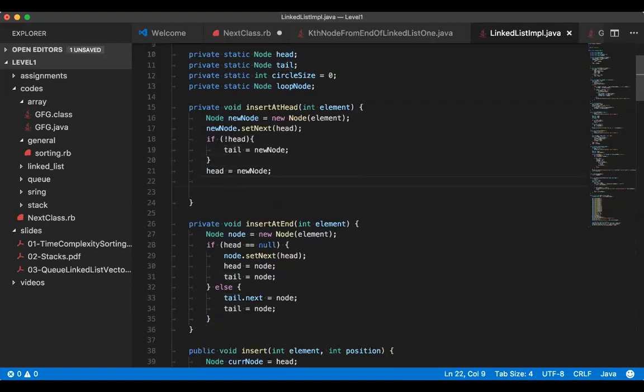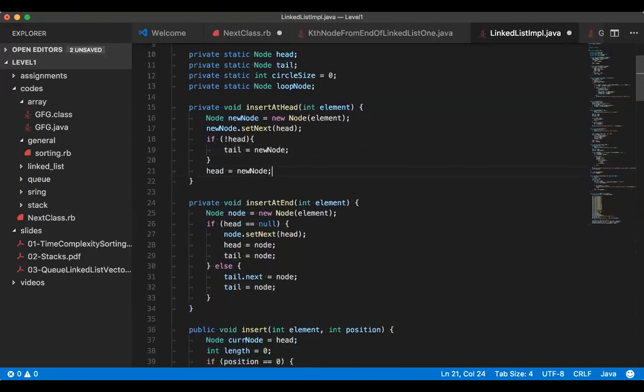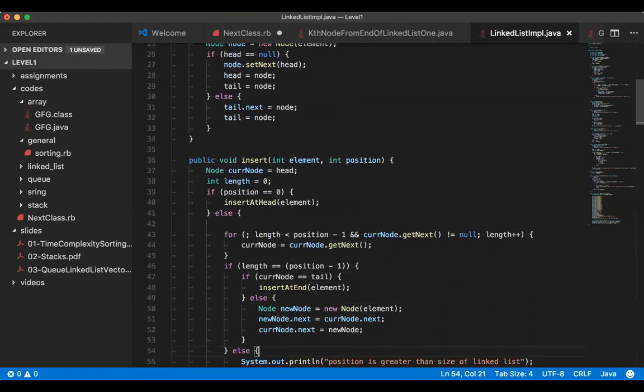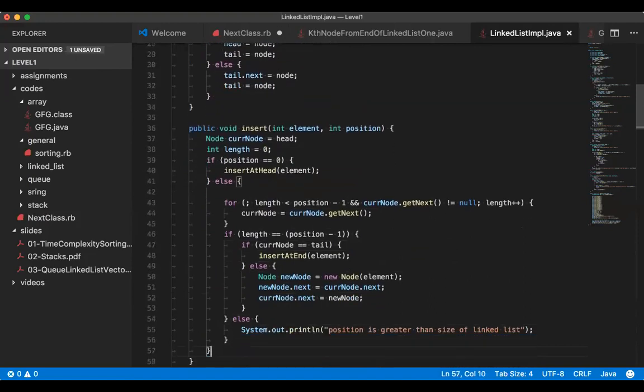Okay. Good. This looks good. Okay. Now this is insert. One more insert, and this is insert at some position. So let's try to go through this code as well.